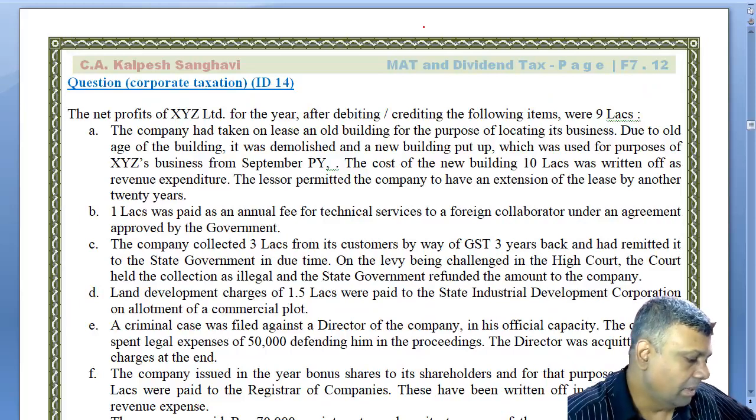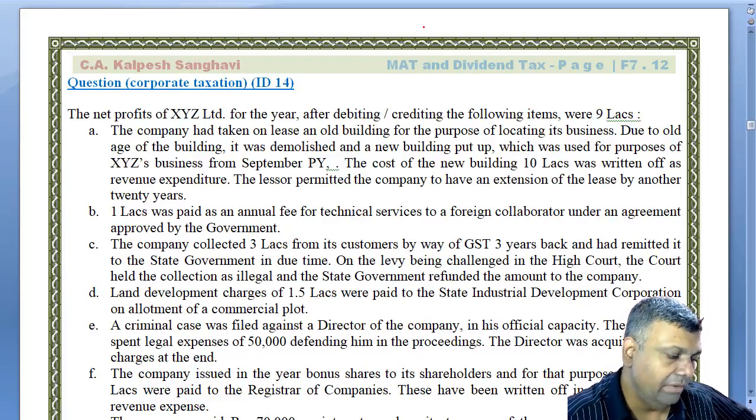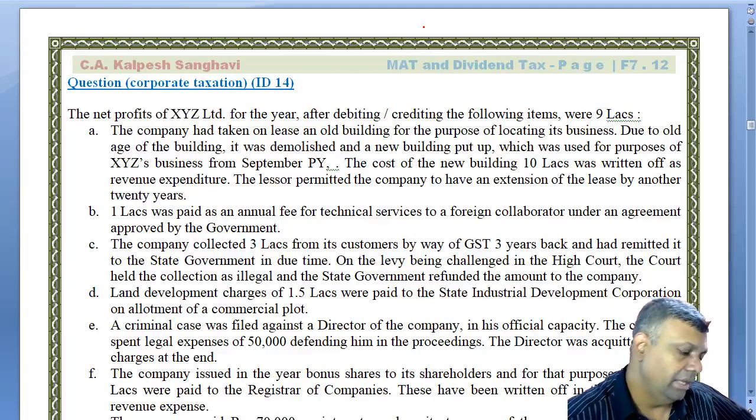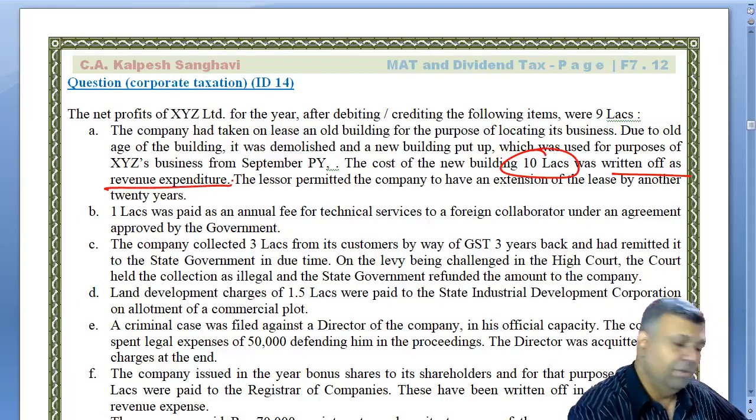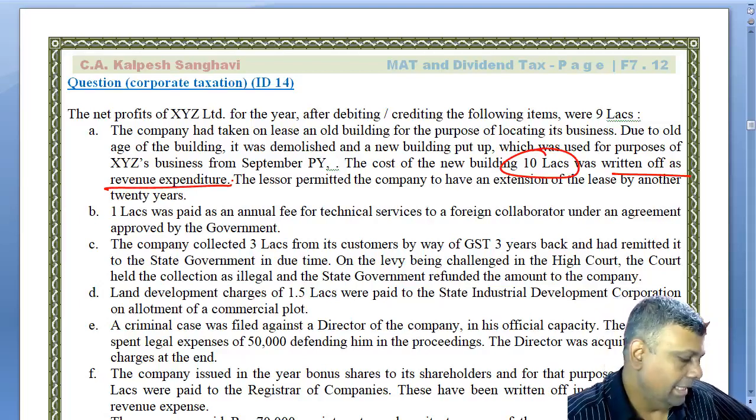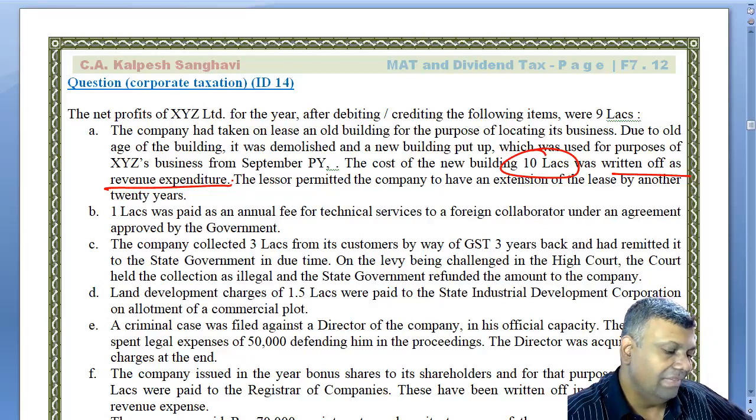Point number 1. The company had taken on lease an old building for the purpose of locating its business. Due to the old age of the building, it was demolished and a new building was put up, which was used for the purpose of XYZ's business from September of the previous year. The cost of the new building is 10 lakhs, written off as a revenue expenditure. And the lessor permitted the company an extension of the lease by another 20 years.